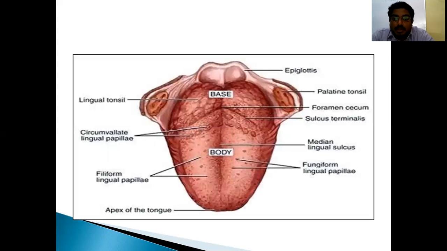See, this picture shows the body and the apex of the tongue and its base. The red line shows the sulcus terminalis, which is V shaped. It divides the anterior two-thirds and posterior one-third. The papillae are of four types: filiform, lingual papillae, circumvallate papillae, and fungiform. See the median lingual sulcus. The median lingual sulcus divides the body into right and left. The sulcus terminalis divides it into anterior two-thirds and posterior one-third, in a V shape.